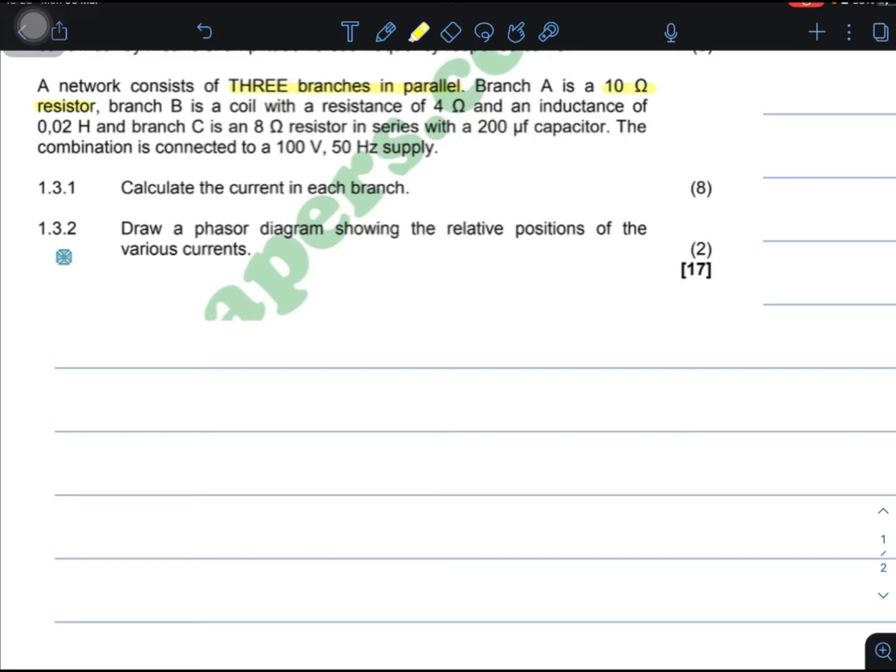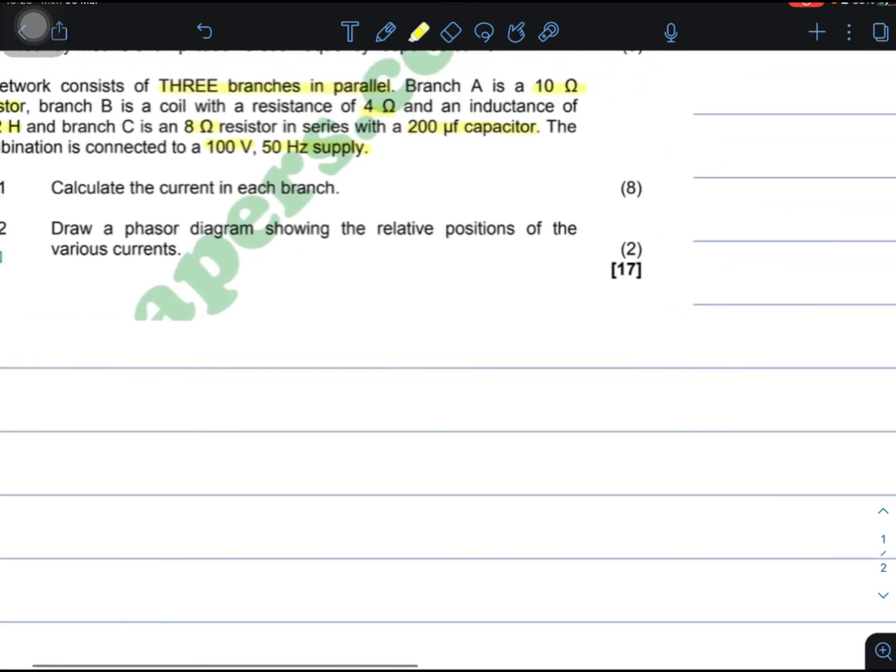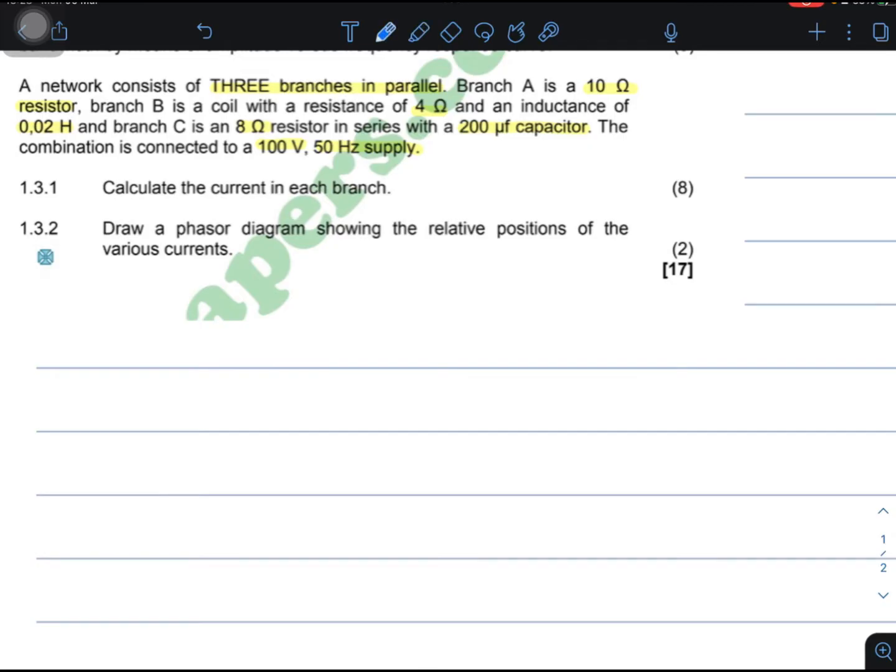Okay, so continuing, branch B is a coil with a resistance of 4 ohms and an inductance of 0.02 Henry. Branch C is a resistor in series with a 200 microfarad capacitor. The combination is connected to a 100 volt 50 hertz supply. So the first thing, let us draw a circuit quickly.